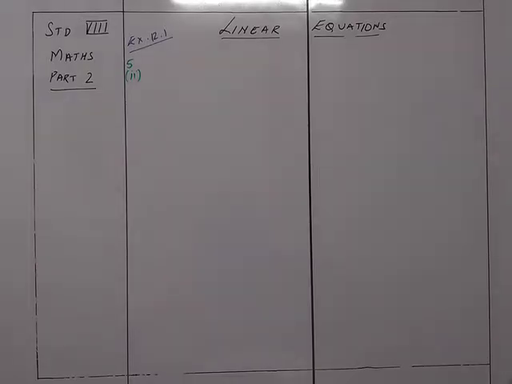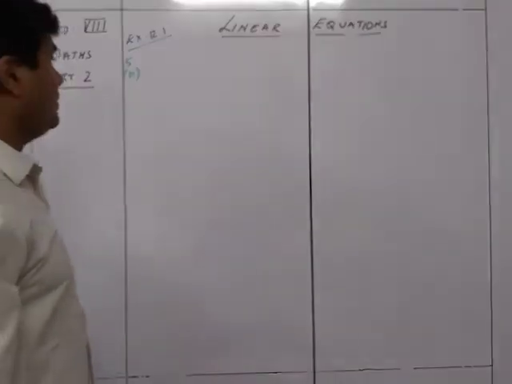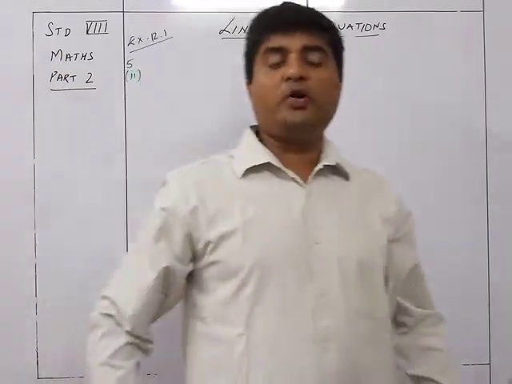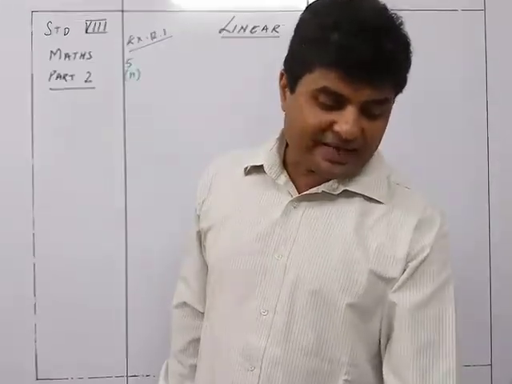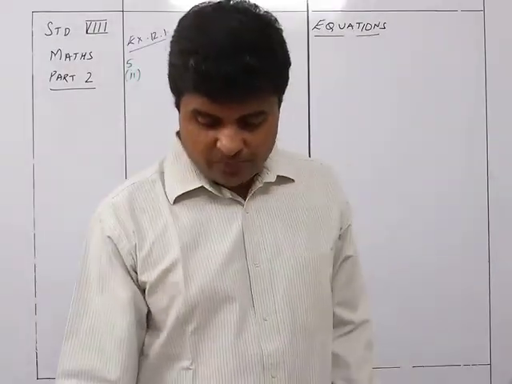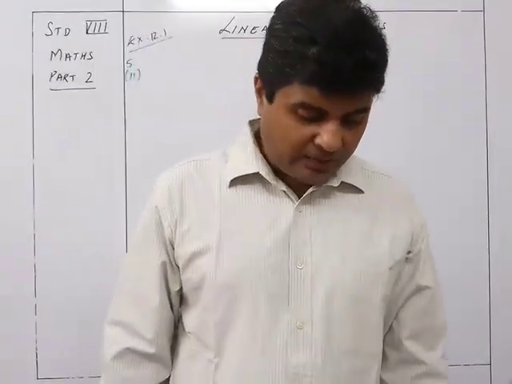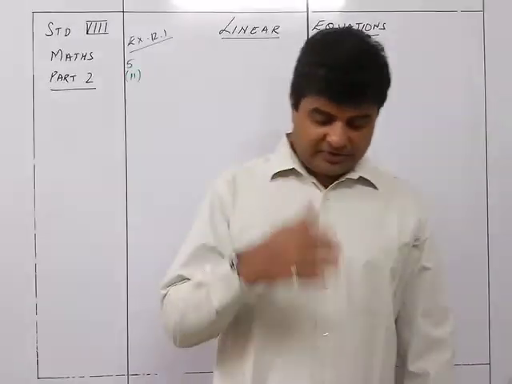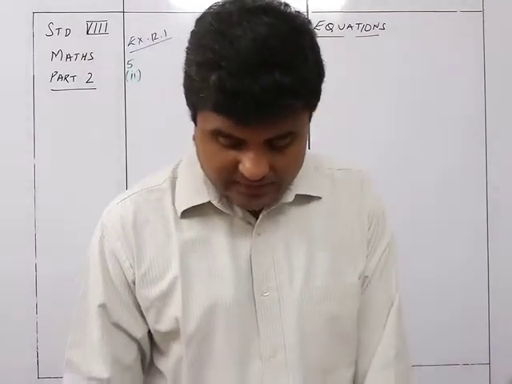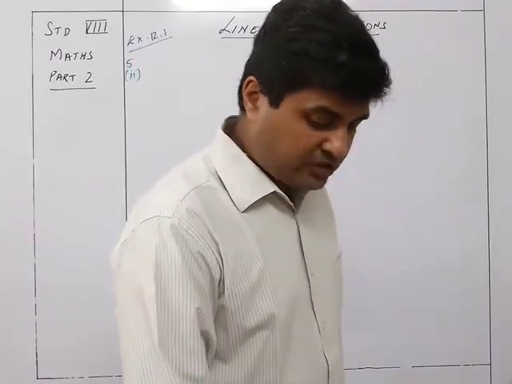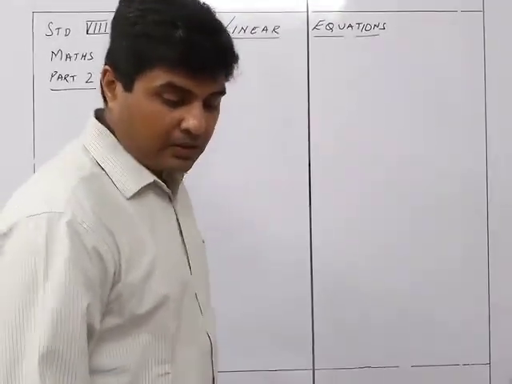So we continue with the linear equations and we are on exercise 12.1. We are going to start with the next sum, which is fifth second. So we are doing the alternate sums over here. We are doing all the second sums of each and every question. So accordingly you can see that we have come to question number 5, second.